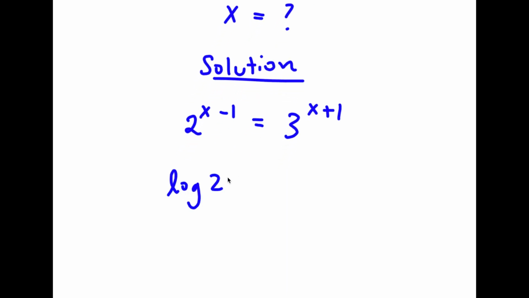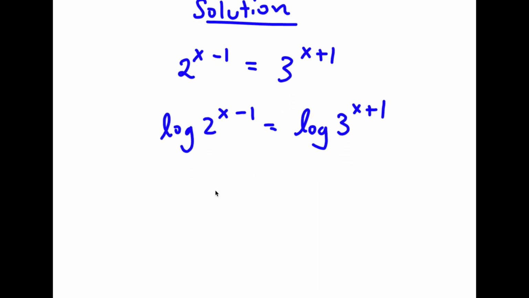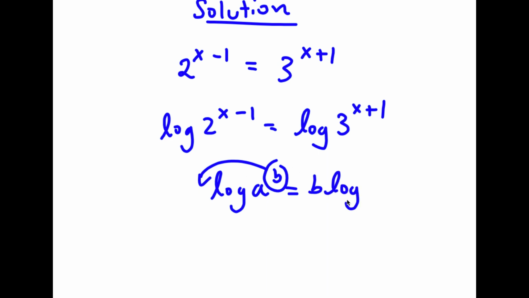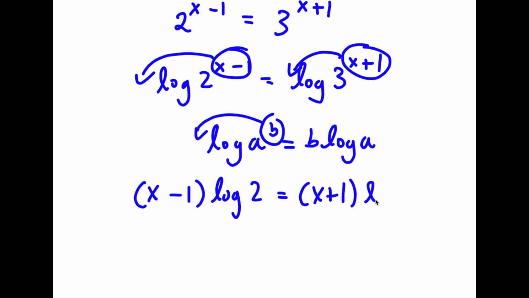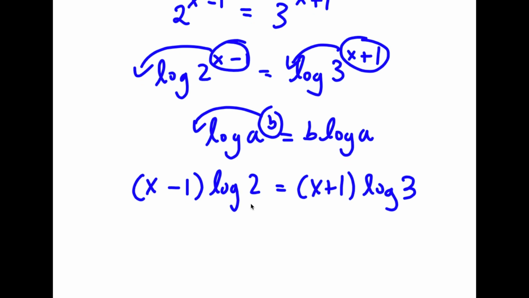So now I have log 2 to the power of x minus 1 is equal to log 3 to the power of x plus 1. And if I have something in the form log a to the power of b, I can move this exponent b to the front. So this is equal to b times log a. So in this case, I have log 2 to the power of x minus 1, and I can move x minus 1 to the front. And log 3 to the power of x plus 1, I can move x plus 1 to the front. So now I have x minus 1 times log 2 is equal to x plus 1 times log 3.